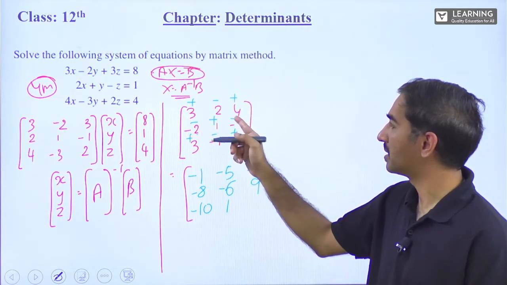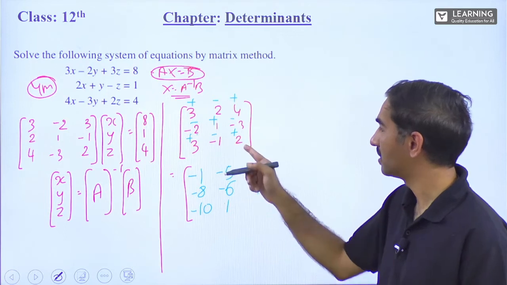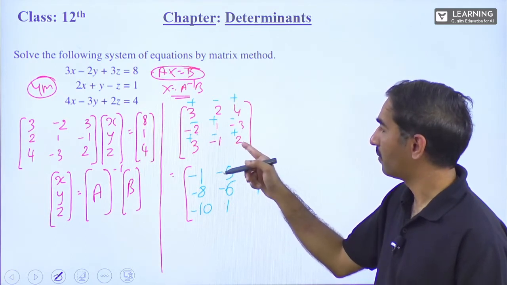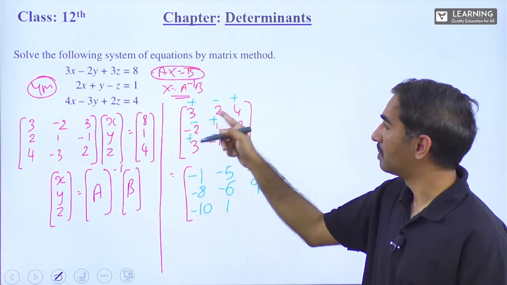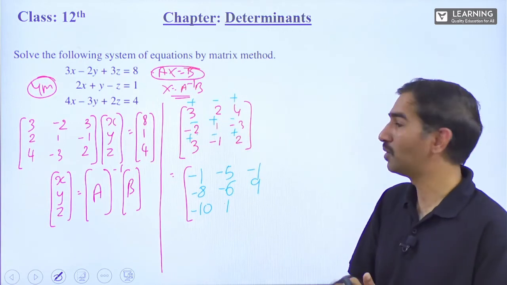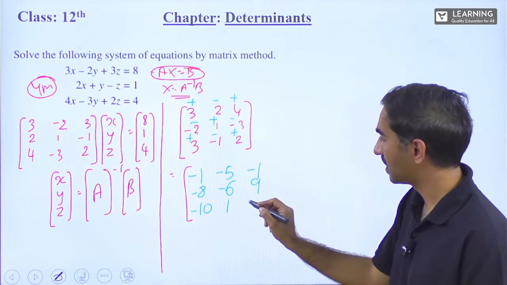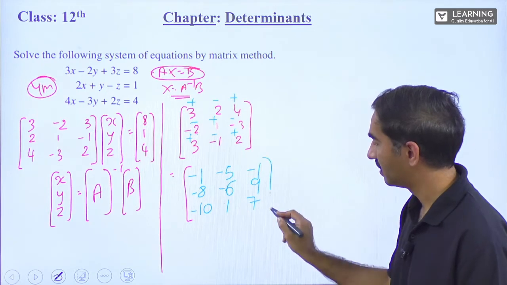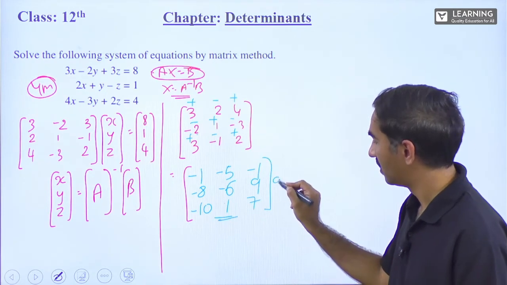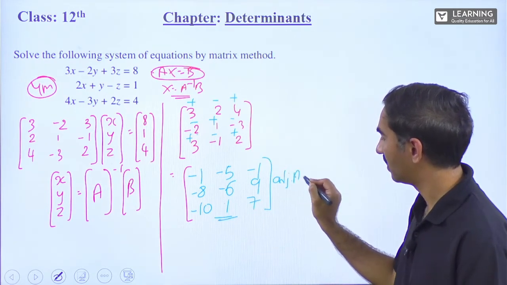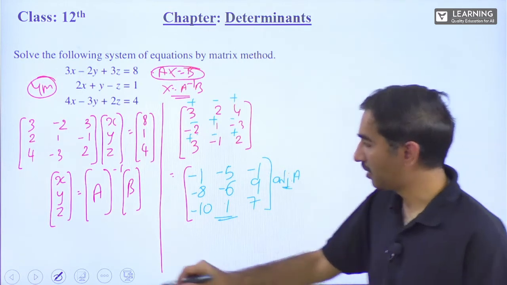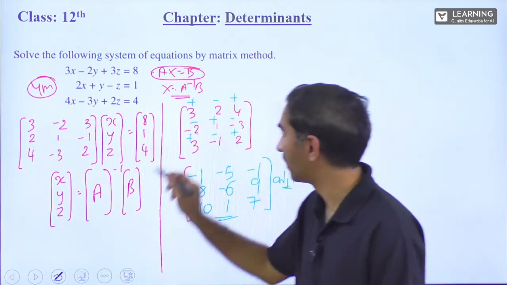Minus 9 plus 8, minus 1, minus into minus is plus. Next, for the cofactor of 2, 3 plus 4 is equal to 7. 7 multiplied with plus is again 7. So what is this? This is our adjoint of A. Now what is the determinant of A, students? We will find out the determinant of A next.